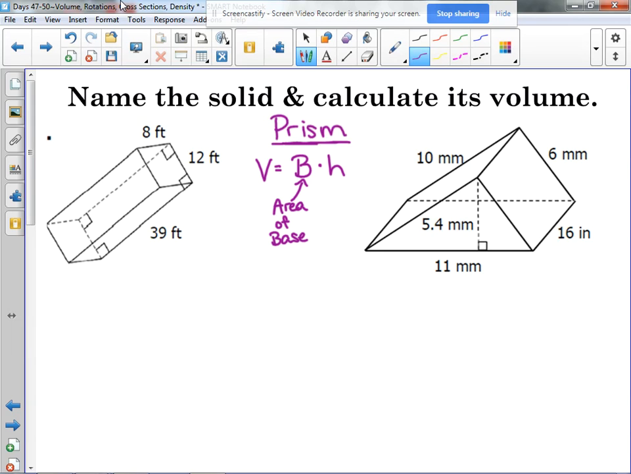Okay, now we have to use the big B because the base could be a square, the base could be a rectangle, the base could be a triangle, the base could be a hexagon, the base could be a lot of different things, so that area formula is going to change depending on what figure we're looking at. The height is always just how tall is the figure.